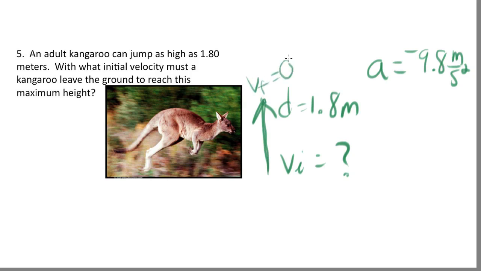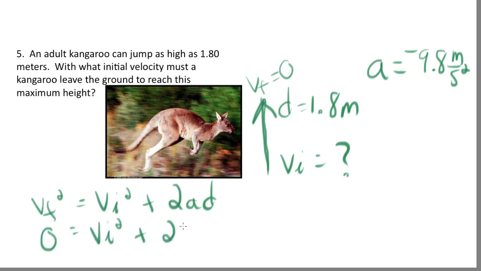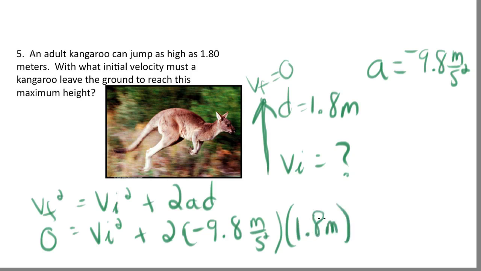Well, we have one equation that has a VF, an A, a D, and a VI in it, and has no time, and that is VF squared equals VI squared plus 2AD. And now we're just going to plug and chug. So we have 0 equals VI squared plus 2 times negative 9.8 meters per second squared, I'll keep writing the units, times distance 1.8 meters. And notice for the units, you'll have meters squared per second squared, and then you're going to be taking the square root, because when I bring the VI over, it's negative, so the negative signs cancel out.